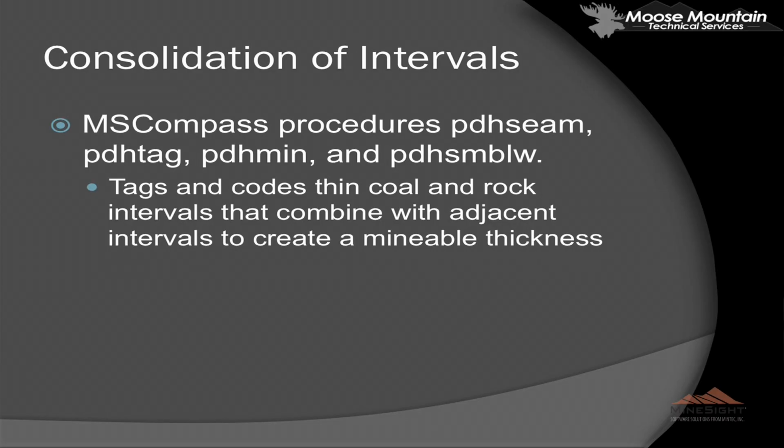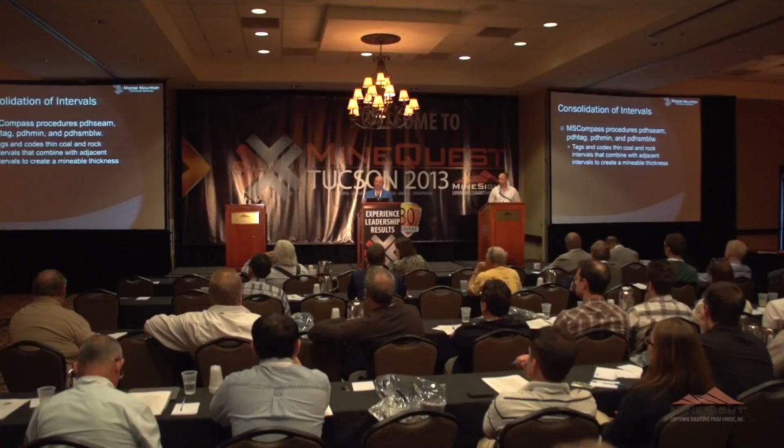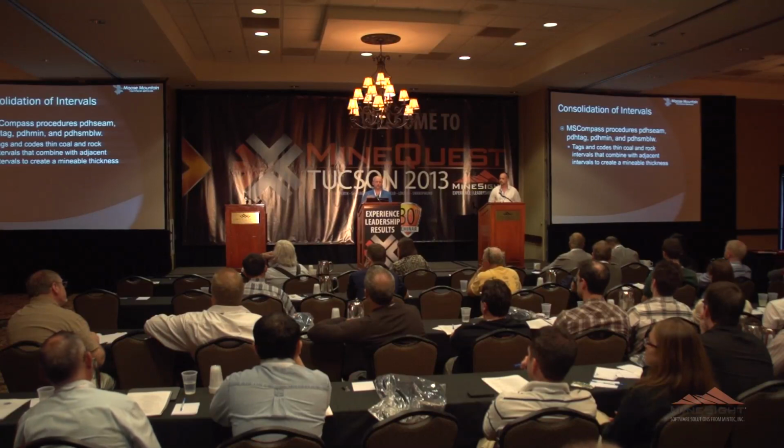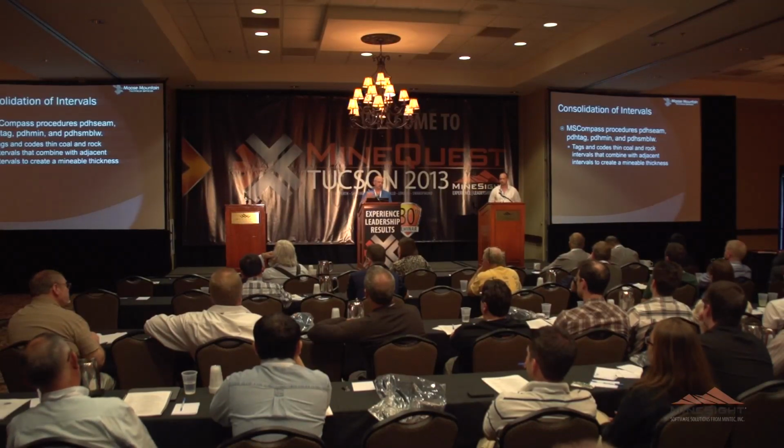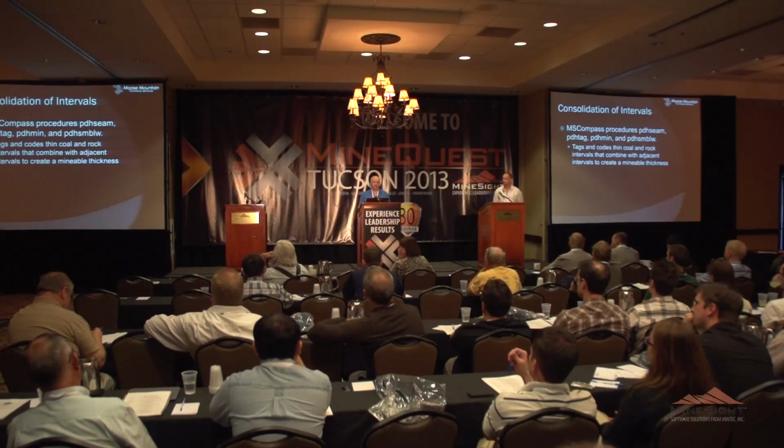Consolidation of intervals. This is where we're analyzing the sequence of coal and waste in the depositional sequence identified in the drill hole. We're running procedures such as PDH tag, PDH min, PDH seam below, and effectively what they're doing is identifying and coding partings that are too thin to be mined, but if mined with the coal above and below it, don't reduce the quality and the economics of the package to a point where it becomes uneconomic. If that's the case, then the waste interval will be given the code of the coal below it.